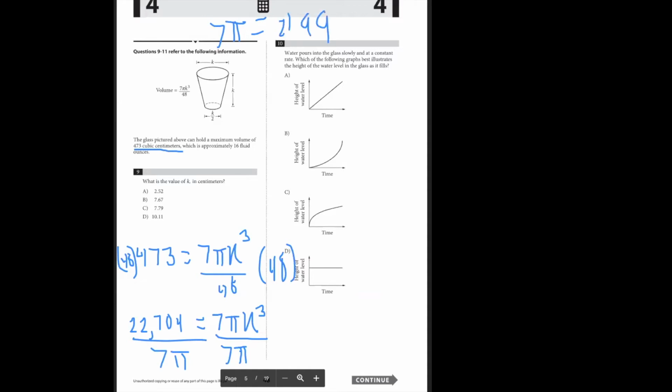21.99. So let's just divide 22704 by 21.99. When you do that, and I'm going to continue writing it over here, you should get 1032.469. And then we're left with a k cubed over here. So now all we have to do is take the cube root of this, and then that's how we would get our answer.